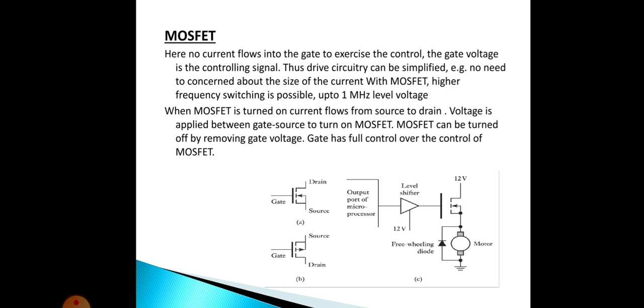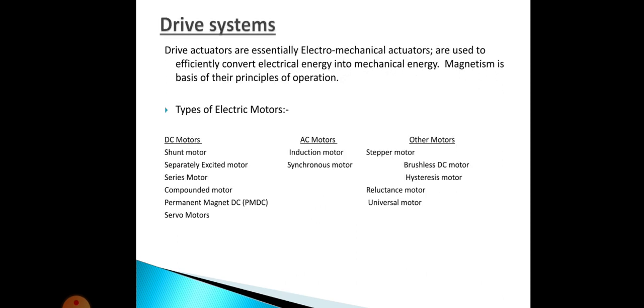Okay, the next one we will be seeing is the drive systems. Drive actuators are essentially electromechanical actuators. They are used to efficiently convert electrical energy into mechanical energy. So what will these drive systems be doing? They will be converting electrical energy into mechanical energy. Magnetizing is the basic principle of operation.